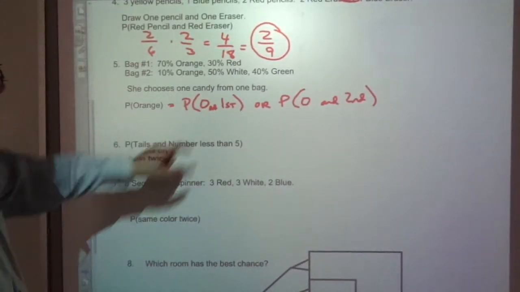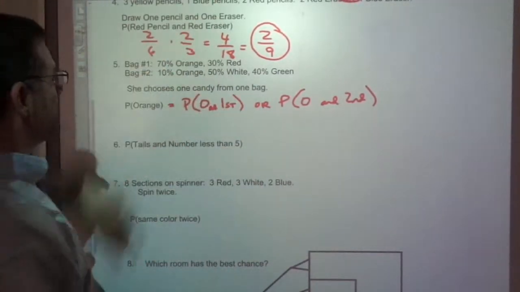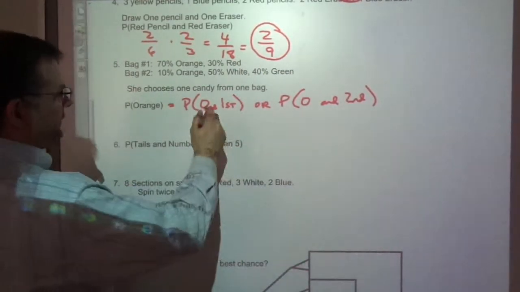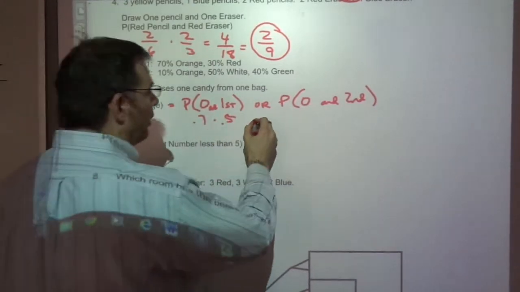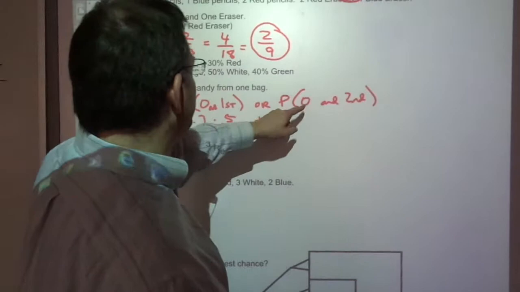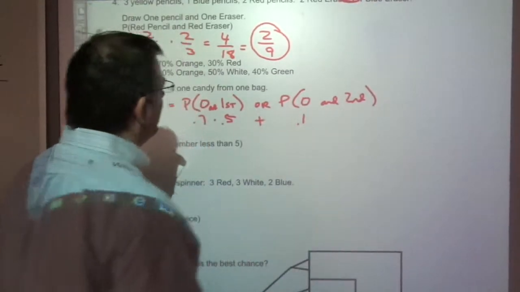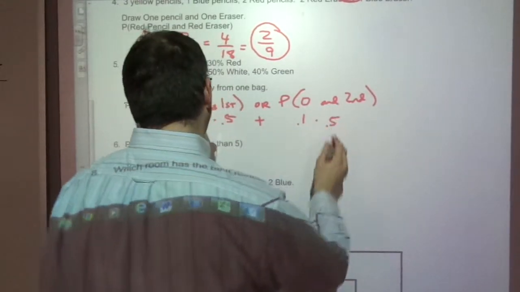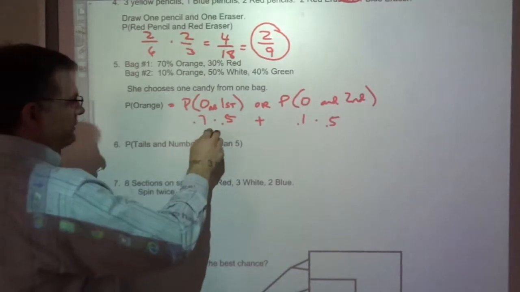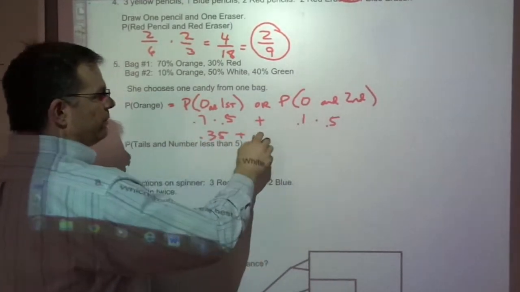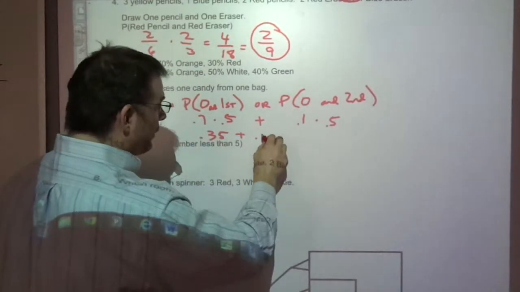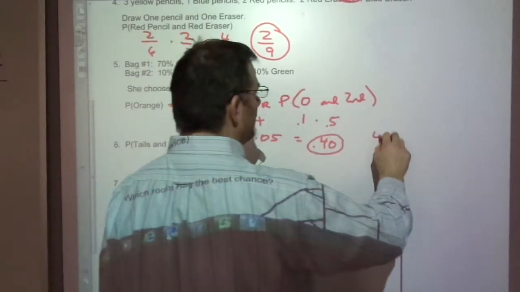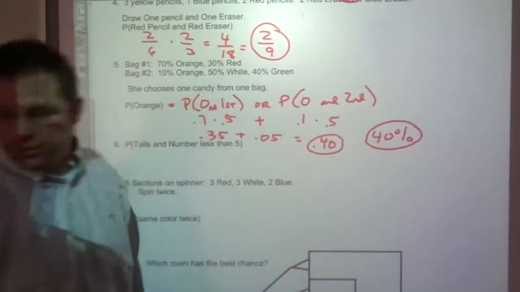So find the probability that the first bag is orange. If she reaches into the first bag that it's orange, that's 0.7. What's the probability that she actually chooses the first bag? That's 50%. Or means plus. The probability the second bag is orange is 0.1, and the probability that she picks the second bag is 0.5, so times 0.5. So 0.7 times 0.5 is 0.35, plus 0.05, a total of 0.40. So she has a 40% chance of grabbing an orange.